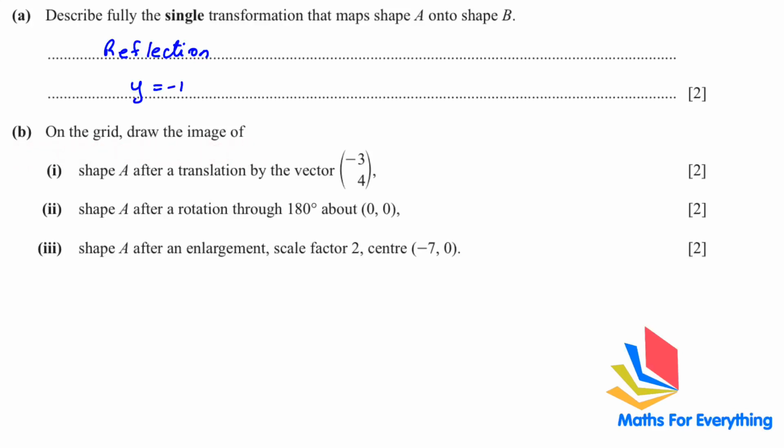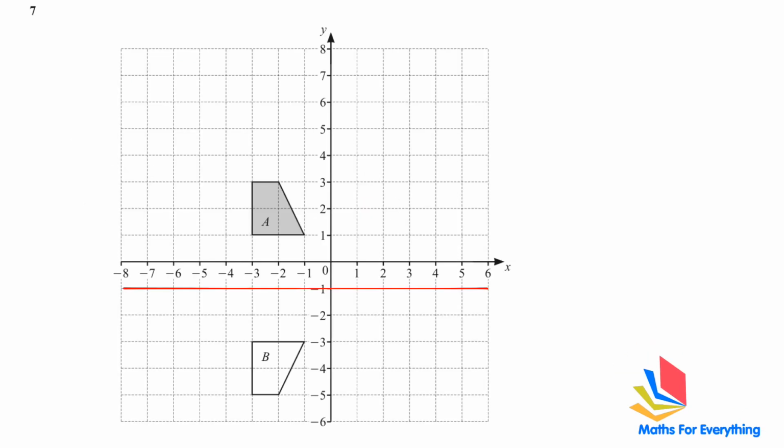B, on the grid, draw the image of shape A after translation by the vector -3, 4. I hope you are aware that the top number represents x and the down number y. If it is negative, we move leftward. So this point will move left if it is negative, and if it is positive, it moves right. For the y, if it is positive, it moves up, and if it is negative, moves down. Choose any one point from the shape.